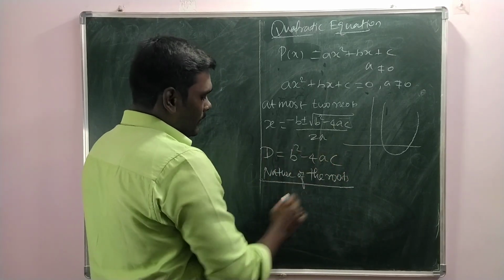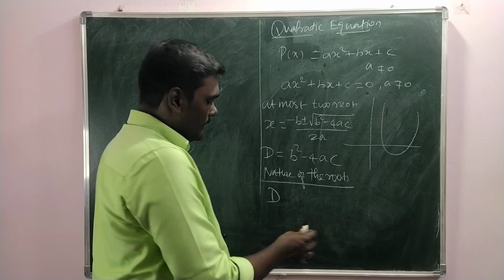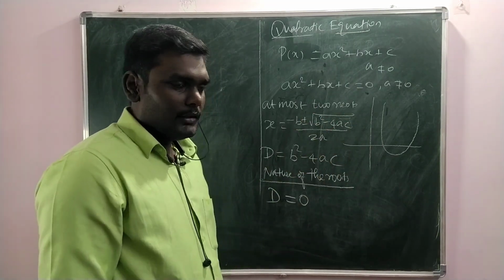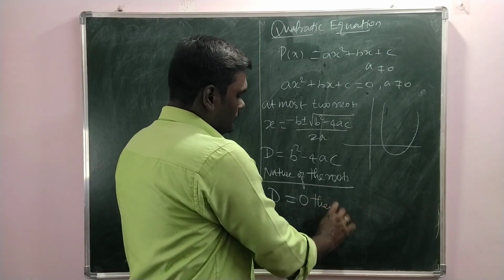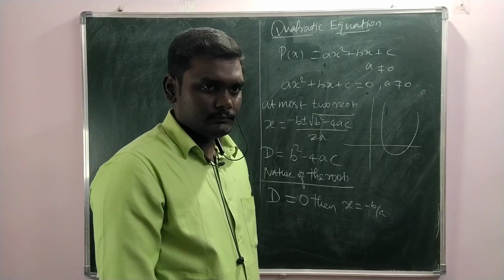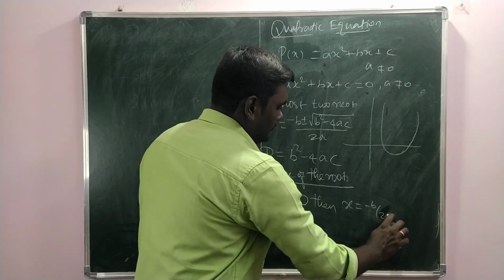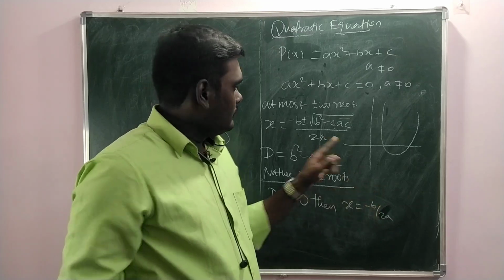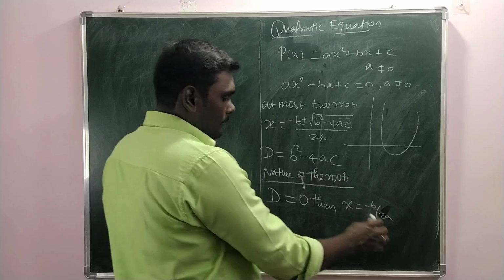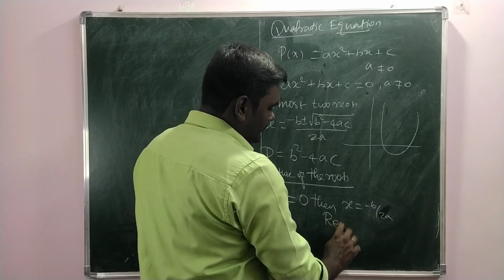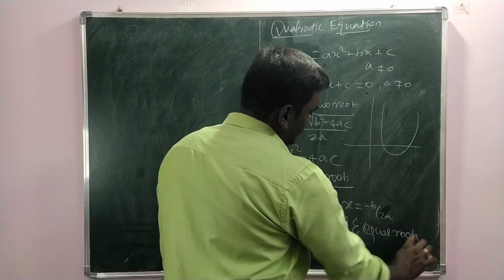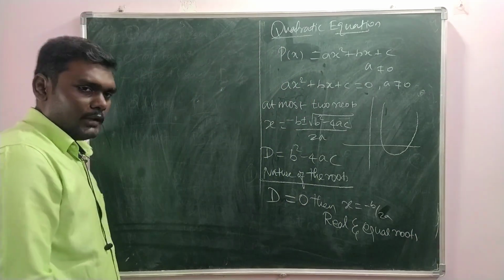Suppose the discriminant delta is equal to 0. Then this term fully vanishes, and we have x equals minus b by 2a. This part becomes 0 fully. Then the equation has real and equal roots.